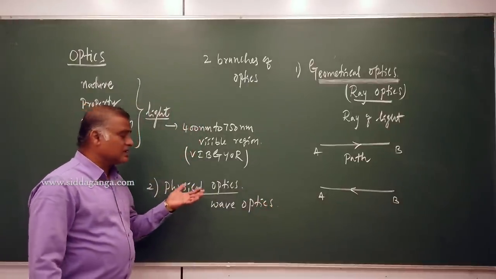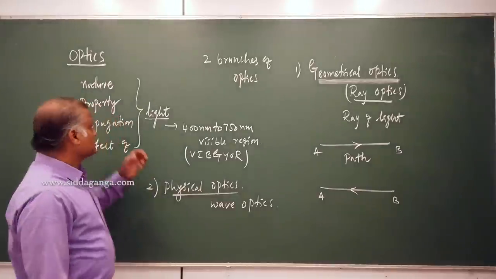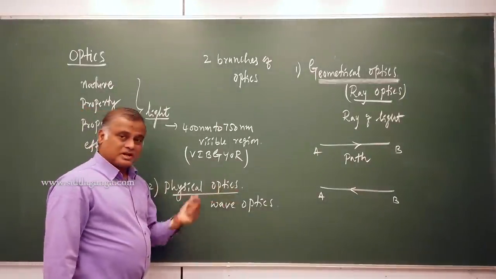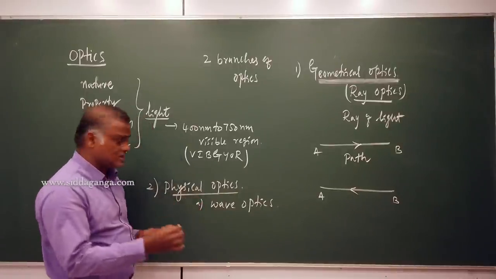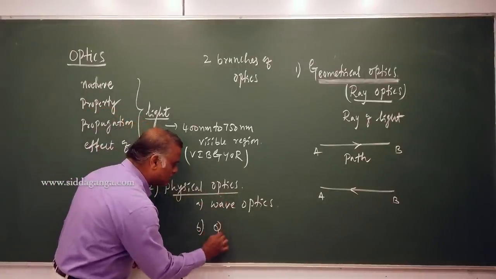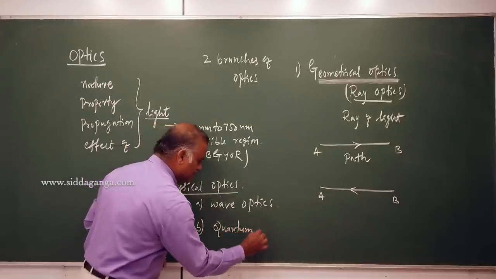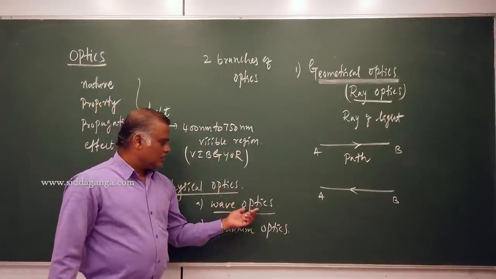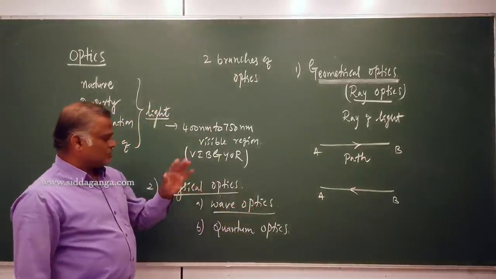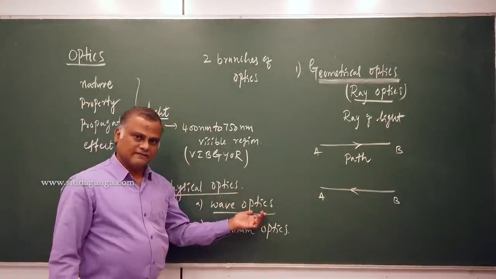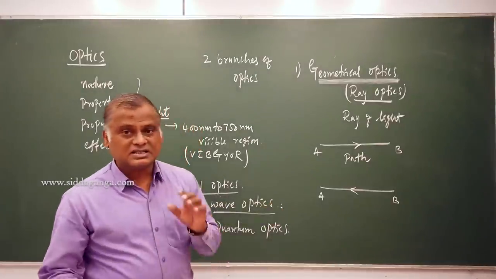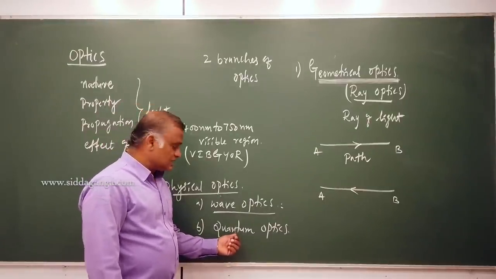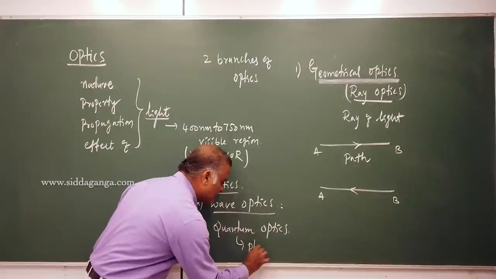You will study the physical nature of light. We say the study of the nature of light means, under this physical optics, we have two sub-branches: wave optics and quantum optics. Wave optics is a branch of optics where light is considered as a wave. In quantum optics, light is considered as a particle, like a photon.